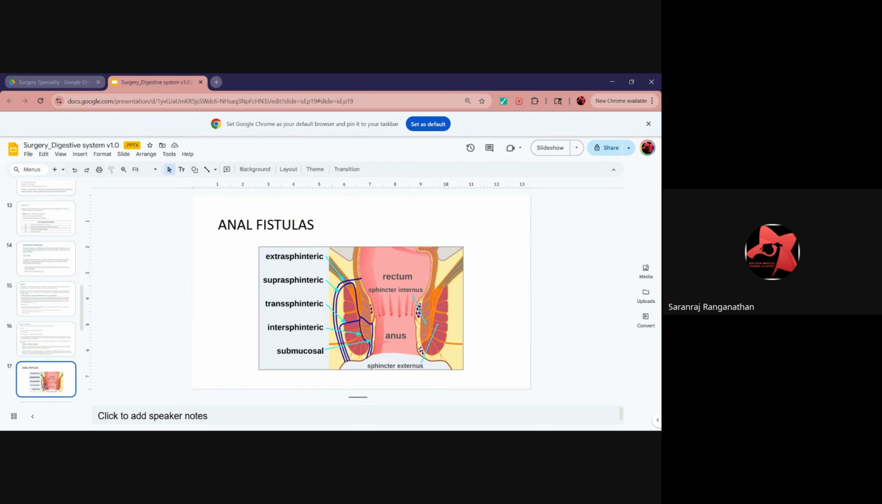Then next one, anal fistula. So they have given the anatomical part of the anus. Okay, so how will it be? Then extrasphincteric: this is the extrasphincteric area, and this is the suprasphincteric area. Then the transsphincteric area, then the intersphincteric area and the submucosal area. Okay, so the fistula may develop in these places.